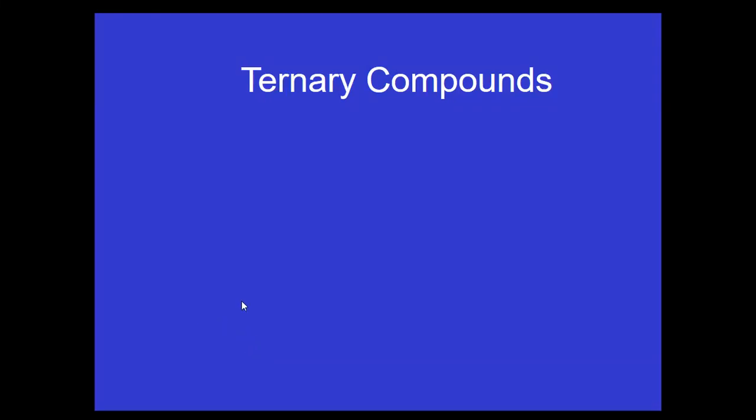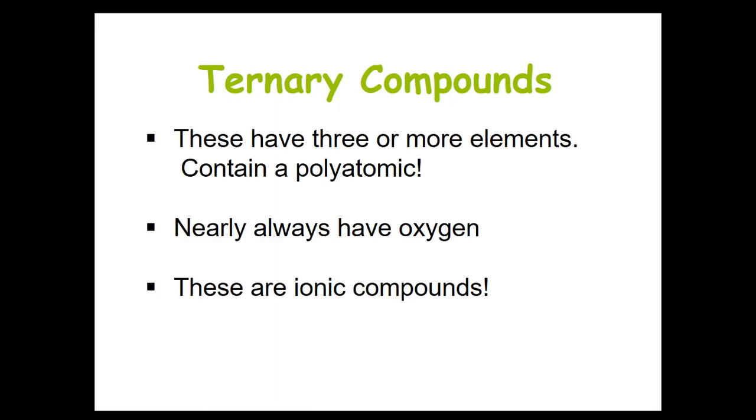Okay, so today I'm going to go over ternary compounds. Ternary compounds are ionic compounds that have three or more elements. These contain what is called a polyatomic, and you have a list of the polyatomics on Google Classroom. These nearly always have oxygen in them, and like I said, these are ionic compounds, and you will never have to write names or write formulas for covalent compounds or molecular compounds that have three or more elements, just ionic.